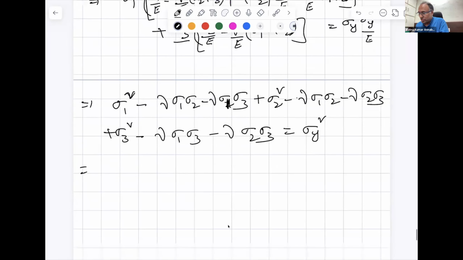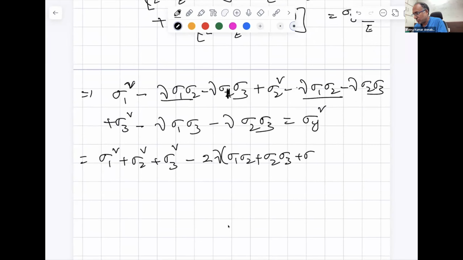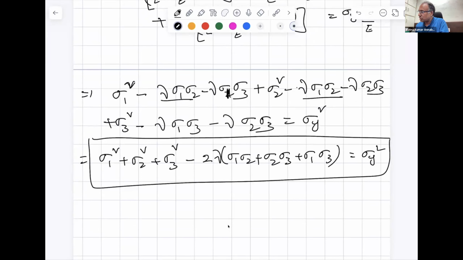That is equal to sigma 1 square plus sigma 2 square plus sigma 3 square minus 2 times nu times sigma 1 sigma 2 plus sigma 2 sigma 3 plus sigma 1 sigma 3, because everything comes, that is equal to sigma y square. That is your distortion energy theory.